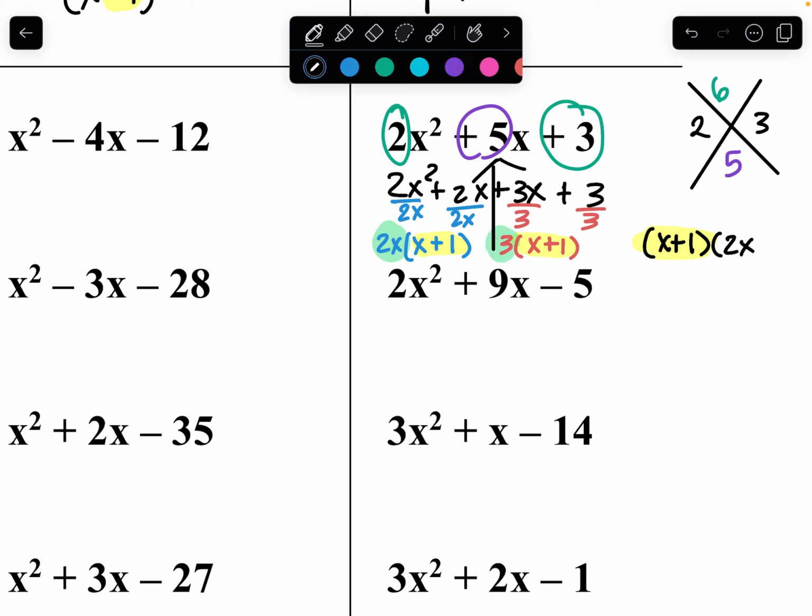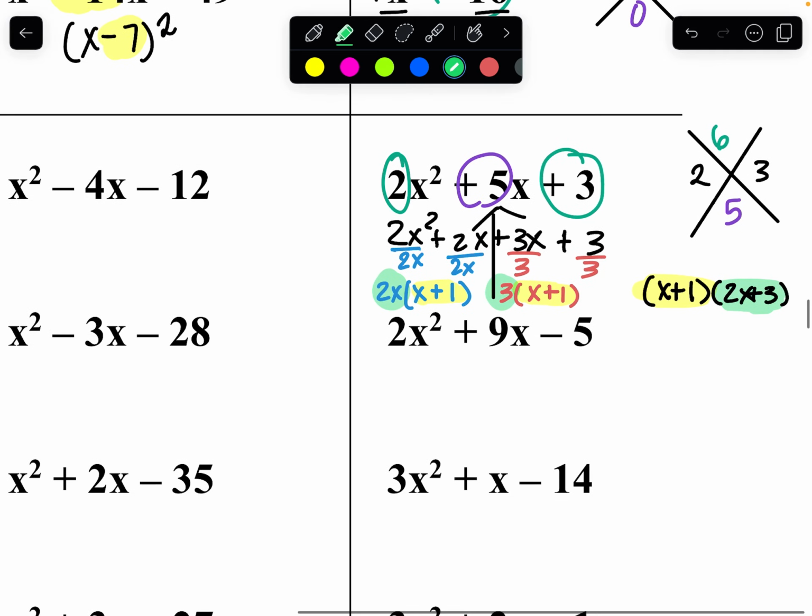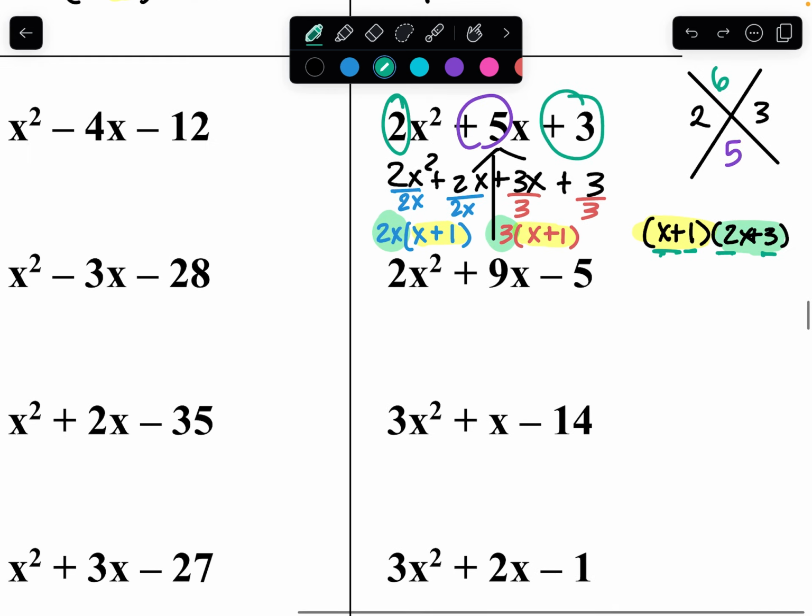Okay, and so the factored form would be x plus 1 times 2x plus 3. And if you were to FOIL this back out, you would get your 2x squared, you would get your constant of 3. So it's always good to check and make sure it's actually going to give you the result you want.